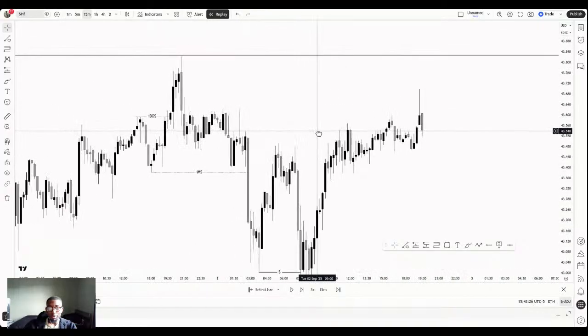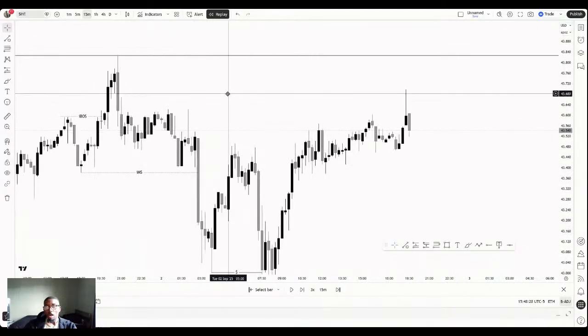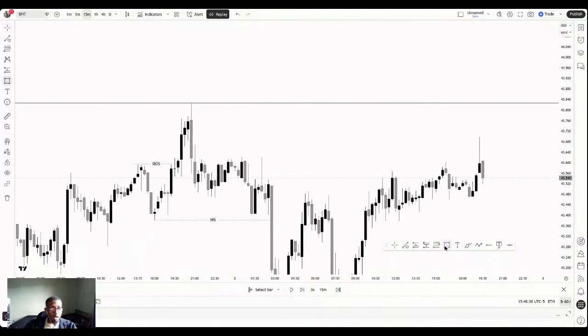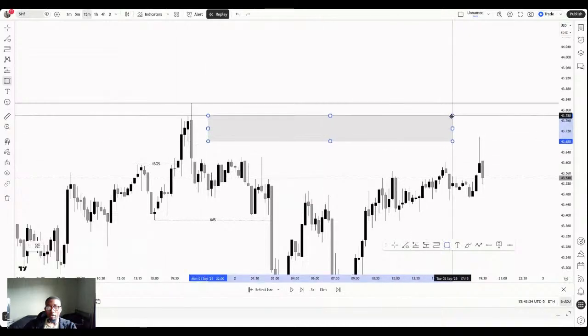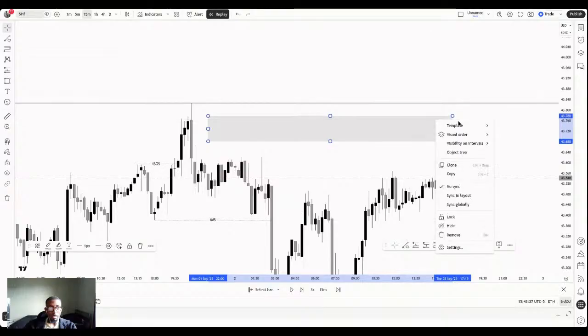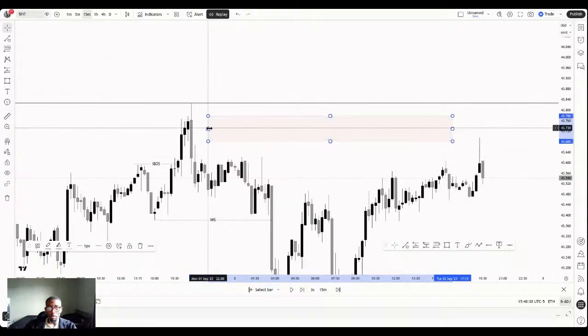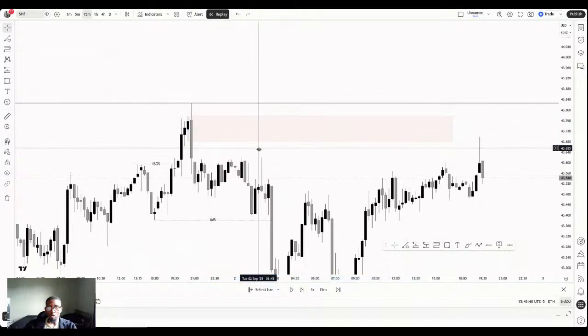Is price in an uptrend? Is price in a downtrend? Is price sweeping liquidity? Like, what is price doing? Right? And in this scenario, I'll mark this as my supply zone of sub liquidity, because it did sweep liquidity.